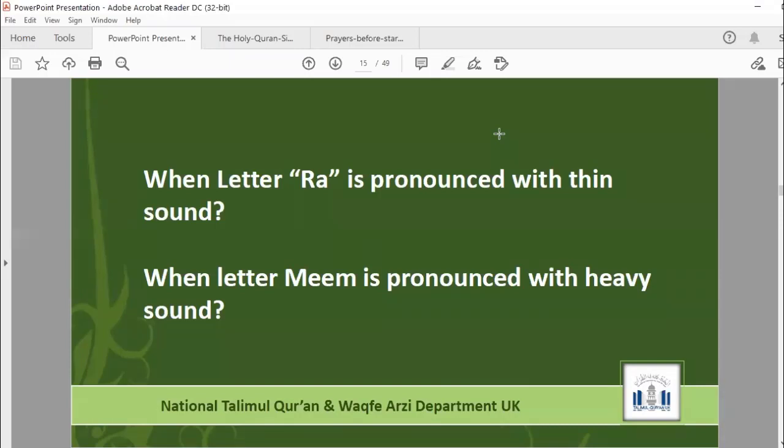No, it's other way around. Meme is usually pronounced with a thin sound, apart from the letter meme in word Allah, which is called Lamul Jalala. We need to pronounce it with a thick sound when it is preceded with the Fatha or Dhamma. We pronounce meme of word in word Allah with the thick sound. Within the word Allah, we pronounce it with thick sound when it is preceded with lam. And in all other words, when meme appears, we always pronounce it with the thin sound.